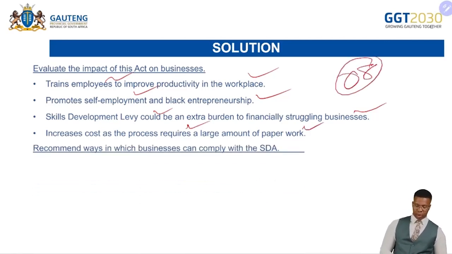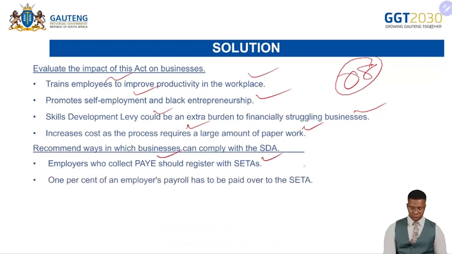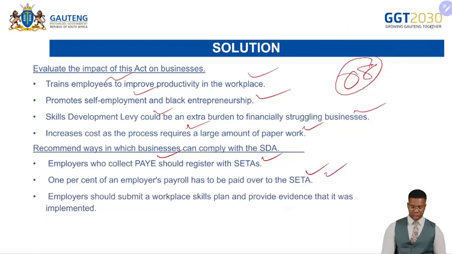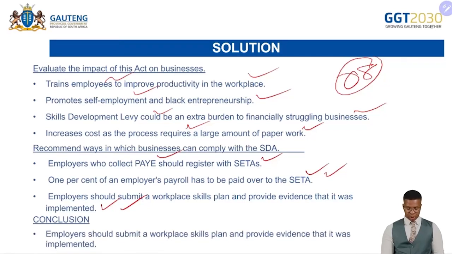And then recommending ways to comply: the employer should collect pay as you earn, and should register with the setters. And then another one, 1% of the employer's payroll has to be paid to the setters. And another one is to ensure that the employer submits a workplace skills plan and provides evidence that it was implemented. And then the conclusion: the employer should submit a workplace skills plan and provide evidence that it was implemented.